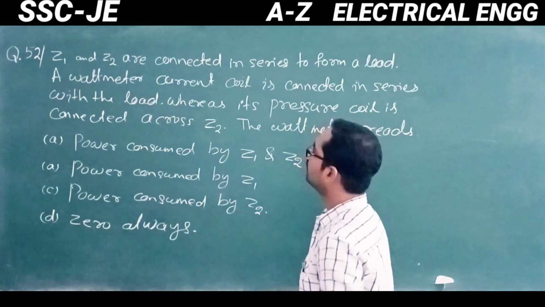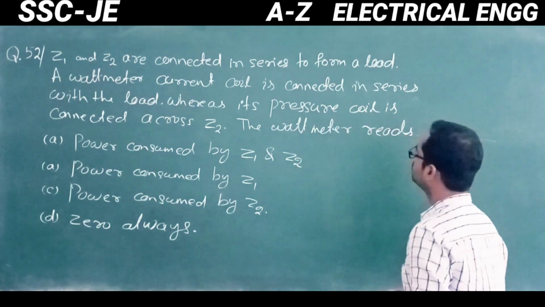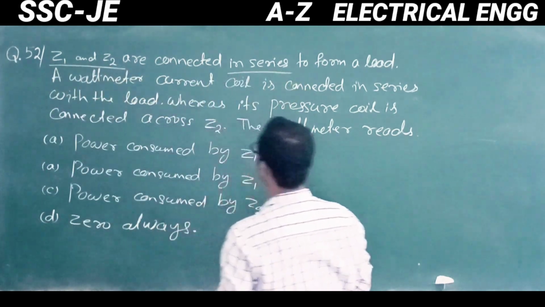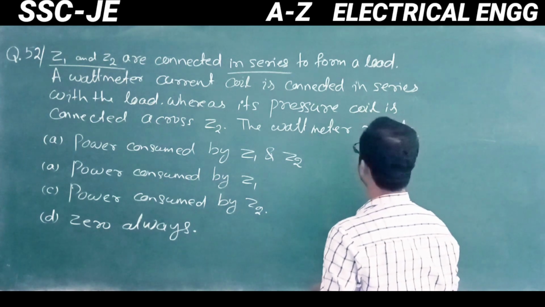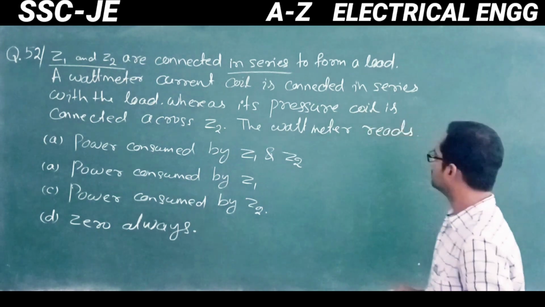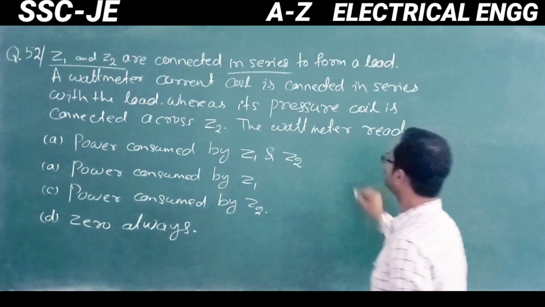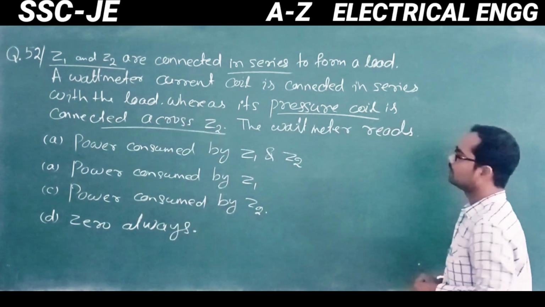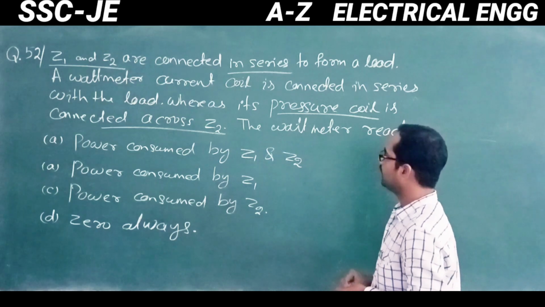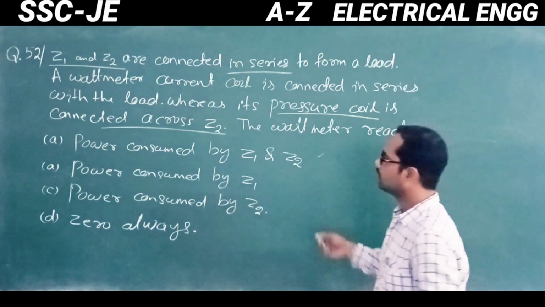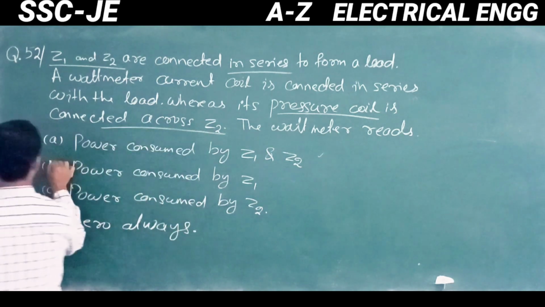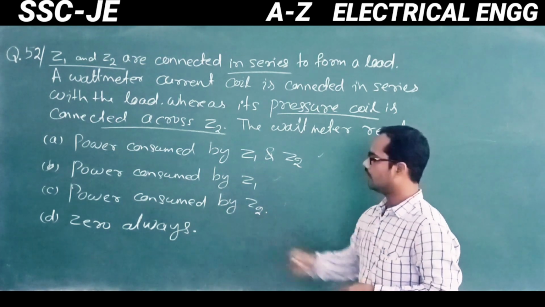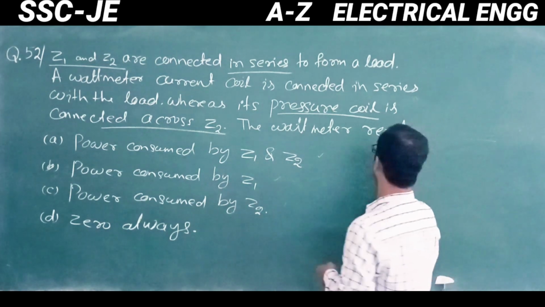The next question: Z1 and Z2 are connected in series to form a load. A wattmeter current coil is connected in series with the load, whereas its pressure coil is connected across Z2. So the wattmeter reads: first option, power consumed by Z1 and Z2; second option, power consumed by Z1; third option, power consumed by Z2; and the reading will be 0.